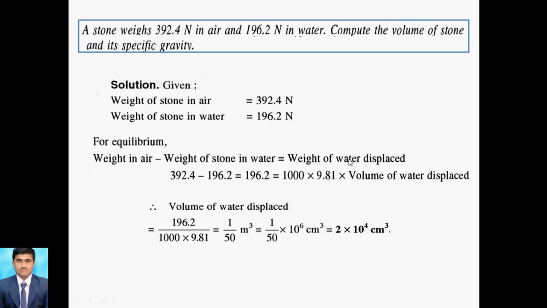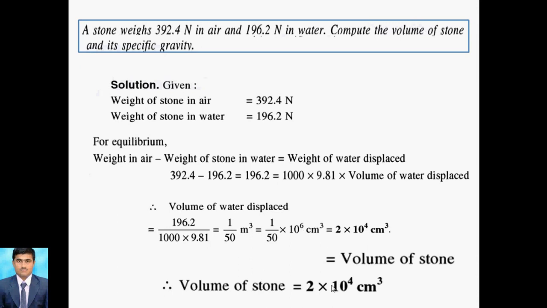Correct? So that equation gives the volume of water displaced divided by this value, and we get 2 into 10 raised to 4 centimeter cube. So this is the volume of stone. When you call it the volume of water displaced, that is the volume of stone. This is the Archimedes principle: whenever the stone is placed in water, it displaces some water, so I can equate these two equations. Now I can write the volume of stone as 2 into 10 raised to 4 centimeter cube.